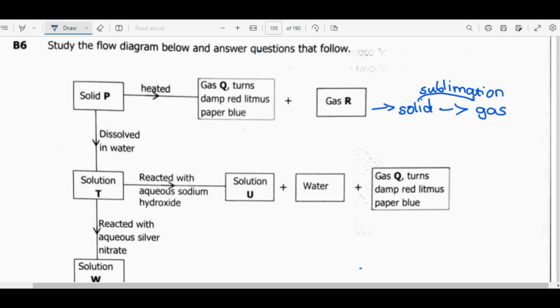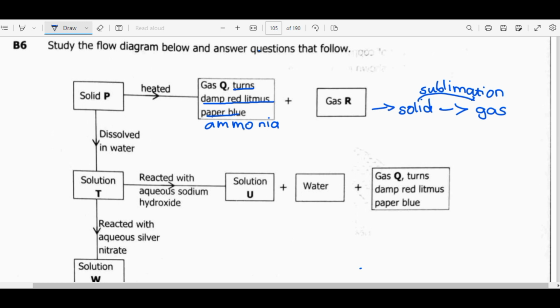Now from there we also go back to one of the gases that was produced. One of the gases that was produced was gas Q, and this gas Q turns damp red litmus paper blue. So which gas behaves like this? This is ammonia. Since we are given ammonia as one of the products, we need to look at which substance can produce ammonia by sublimation. So the solid P is ammonium chloride.